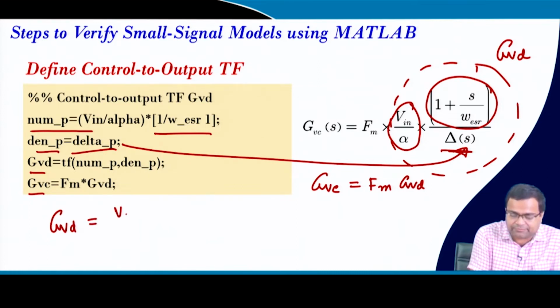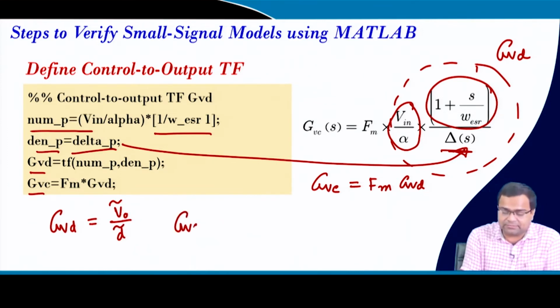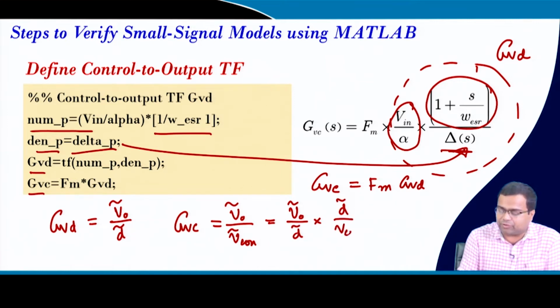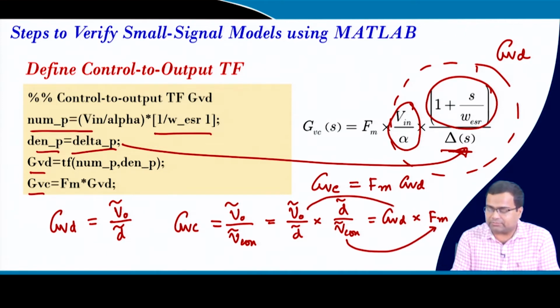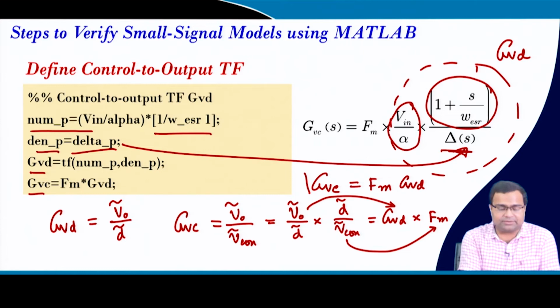GVD is nothing but V0 perturbation by D perturbation, and what is GVC? It is nothing but V0 perturbation by V control voltage perturbation, and this is equal to V0 by D perturbation into D perturbation by V control perturbation, and this is nothing but GVD into FM. So, this term is FM and this term is our GVD. So, this is written here.